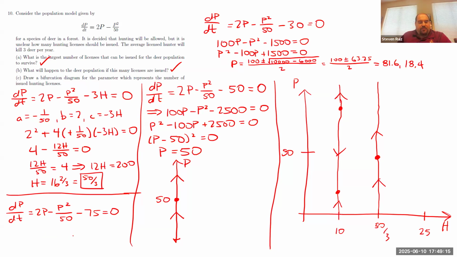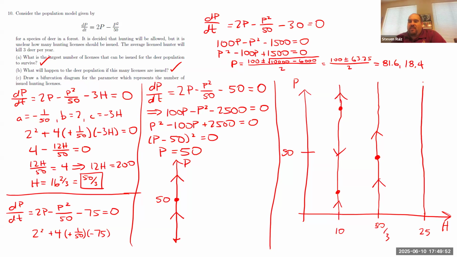Now let me start over. B squared minus 4 times, left off the negative, times a times c. So what does this come out to be? I think it's going to be 4 minus a large positive number. So 75 over 50 is 1.5 times 4. So it's going to be 4 minus 6. So the discriminant is negative, which means that I have no equilibria.